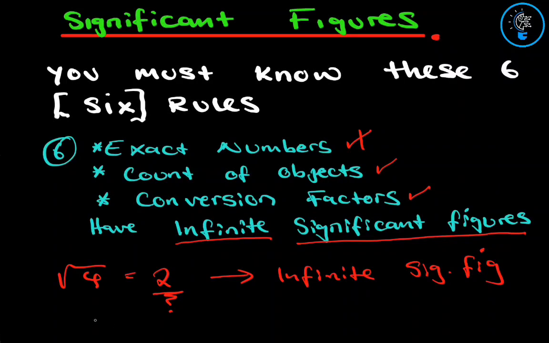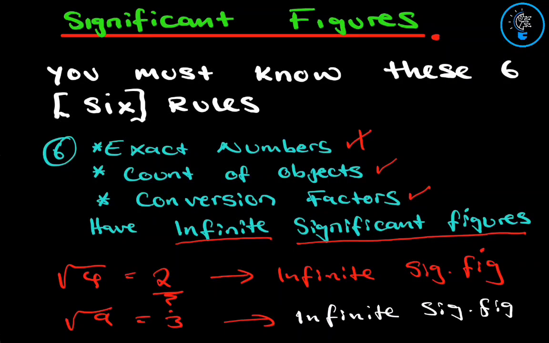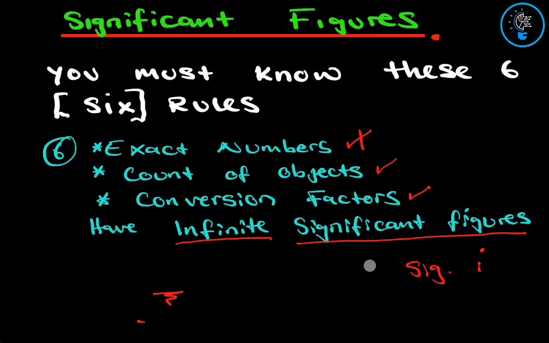Okay, let's take another example. Let's say the root of 9. We know that the root of 9 is 3. So this one also has infinity significant figures. I guess you understand what I mean by exact value. If you evaluate something and you get the exact value, then the number of significant figures is infinity.